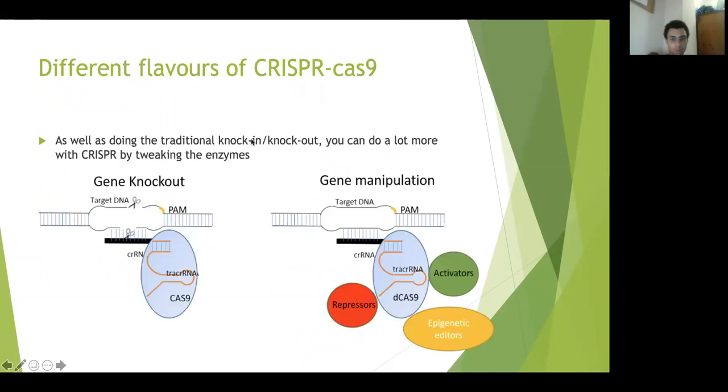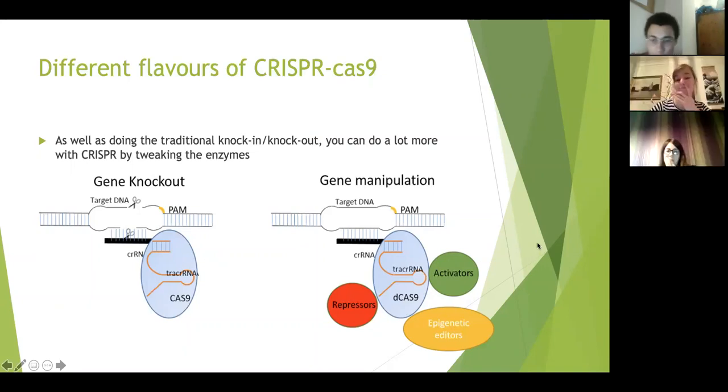As well as doing knock-ins and knockouts, you can do loads more with CRISPR by tweaking the enzymes. We can introduce a really, really specific double strand break, which will half the time lead to a knockout. But we can also repress the gene, activate it, or even edit the epigenetics. Do you guys know about epigenetics? Yeses or no's in the chat would be helpful. Okay, some people are saying they do know a bit. Some people are being very helpfully honest and saying not really. Some people don't know anything.